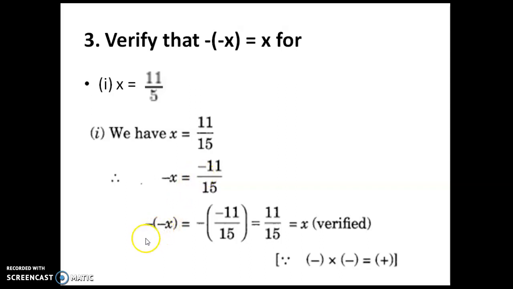Then in the question they are asking minus of minus x. Outside the bracket there is a minus, inside also one, so minus and minus will be plus. You will get 11 by 15, which is the x value we gave initially. So minus of minus x is equal to x. That's the verification we have done. Moving to the next problem.